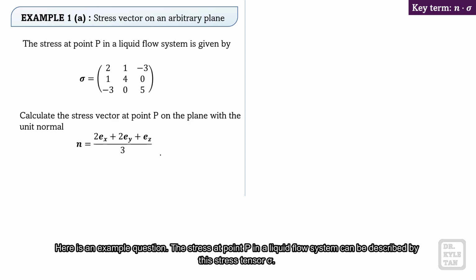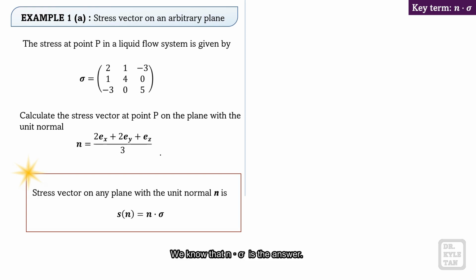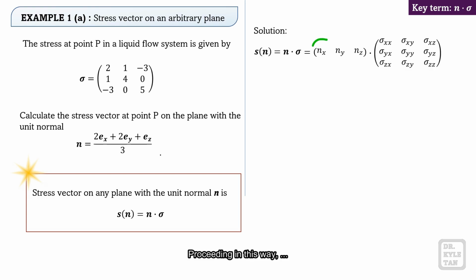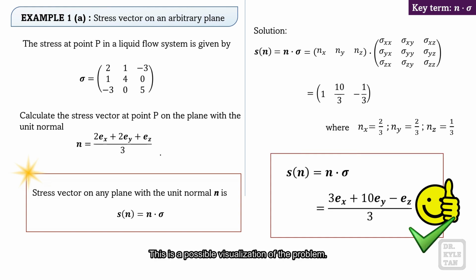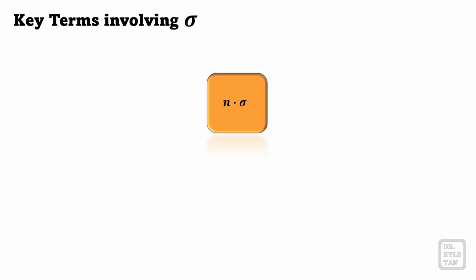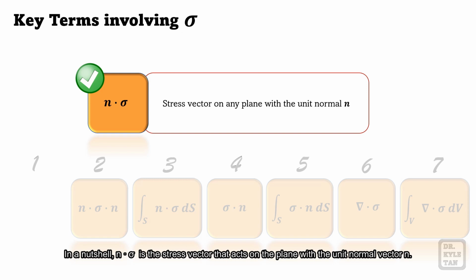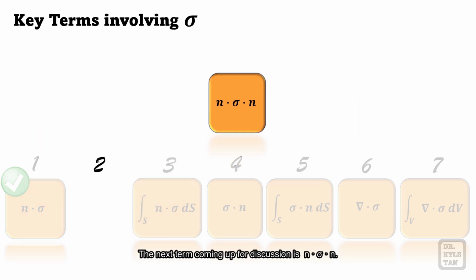Here is an example question. The stress at point P in a liquid flow system can be described by this stress tensor sigma. Calculate the stress vector at point P on the plane with the unit normal n. We know that n dot sigma is the answer. Proceeding in this way, we can get the answer easily just by plugging in the numbers. This is a possible visualization of the problem. In a nutshell, n dot sigma is the stress vector that acts on the plane with the unit normal vector n. The next term coming up for discussion is n dot sigma dot n.